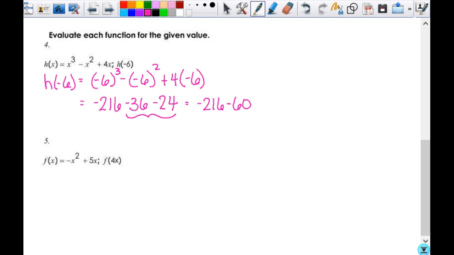Then that's pretty easy. I get negative 276, and that is equal to h of negative 6. And make sure in the end you don't just give me a number, that you actually say what it is there.